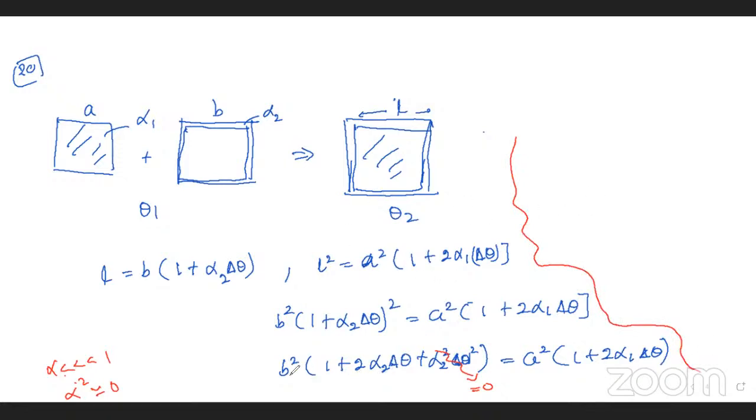This 2 alpha 2 beta square, 2 alpha 2 delta theta. Here also A square, 2 alpha 1 delta theta. You can take delta theta out. Then you can write there.